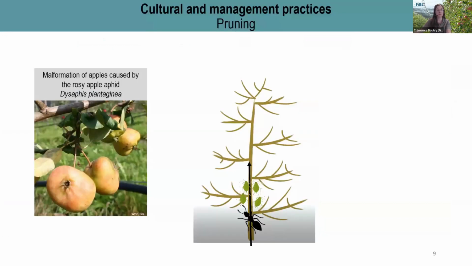It's cultural management practice. Here, the example of pruning and the effect on a pest, which is the rosy apple aphid, which causes malformations of fruit if there is a severe attack. And the aphids are protected and cared for by ants. And they are also carried by ants into different parts of the tree. So the ant in this case is also a pest for us. And there is like an ant highway which follows the stem of the tree.